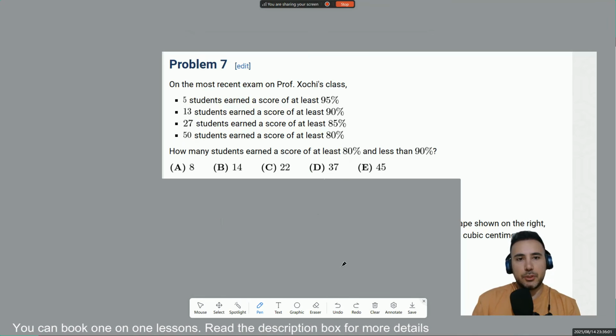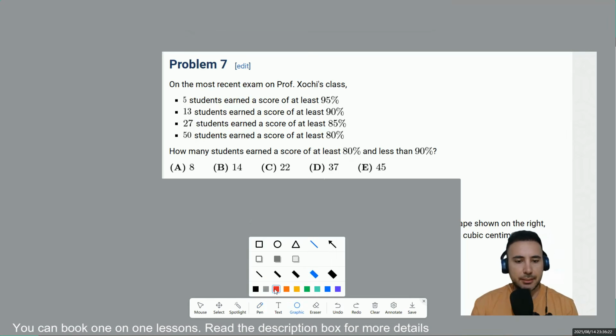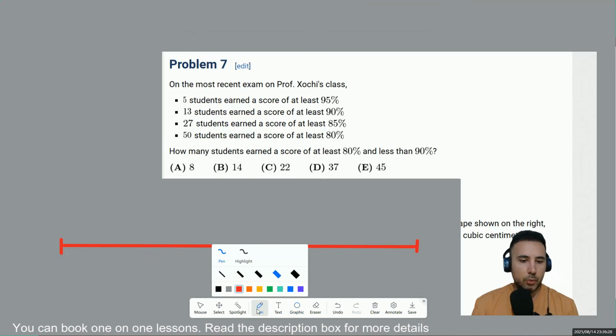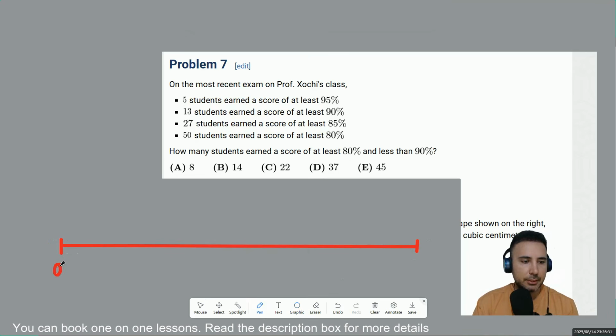So on the most recent exam in the class, 50 students earned a score of at least 80, 27 earned at least 85, 13 earned at least 90, and so on. How many students earned a score of at least 80 and less than 90? Well, we need to visualize the question first, right? And the best way to do it is on a number line. So the lowest score somebody can get on an exam is 0. The max is 100%, right?